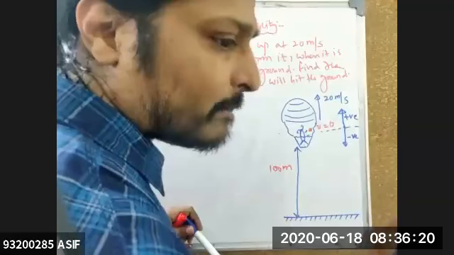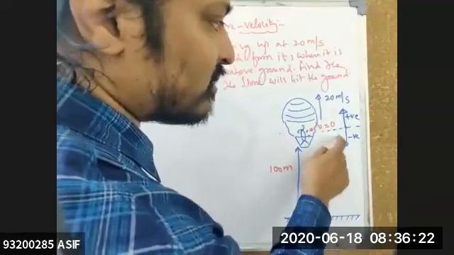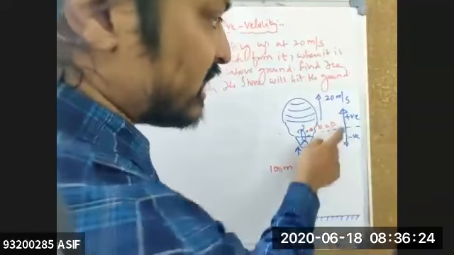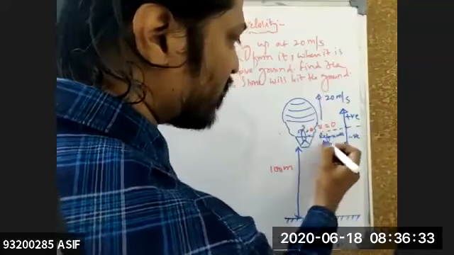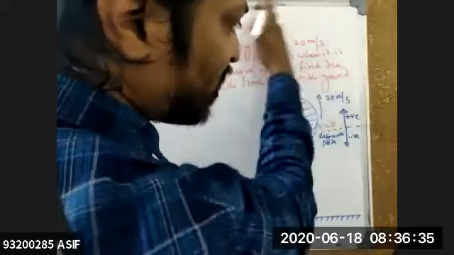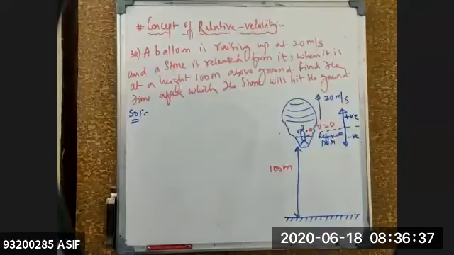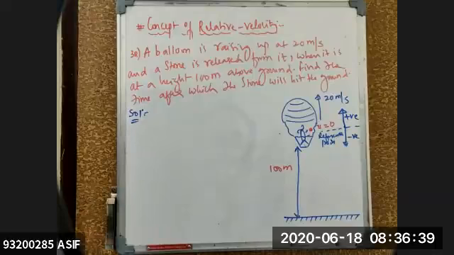Now, the ground is not the reference, beta. Is that point clear? The ground is not the reference. The point from where the body is being thrown is your reference point. Above this reference point is positive, and below the reference point will be negative. Is that point clear for everyone?